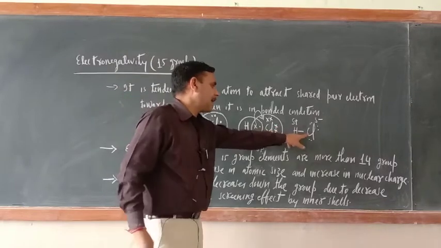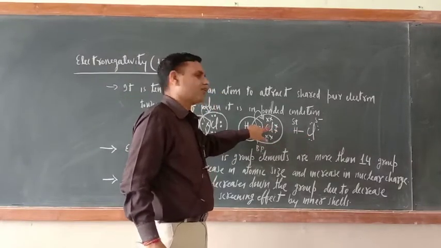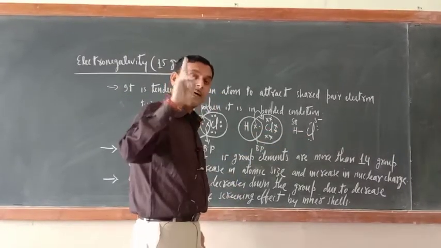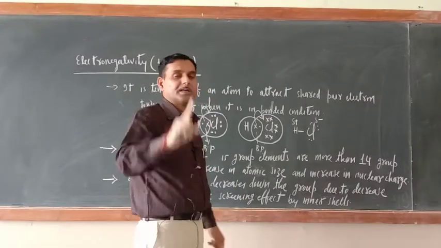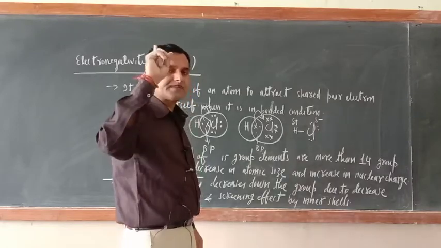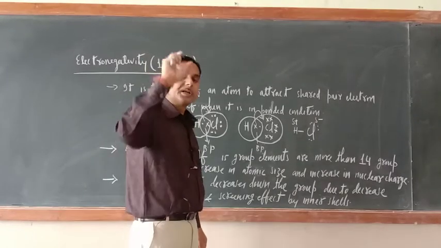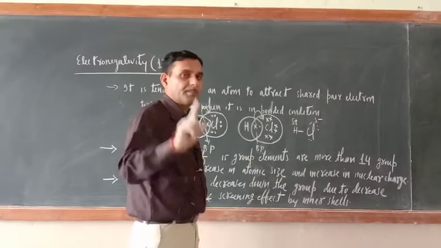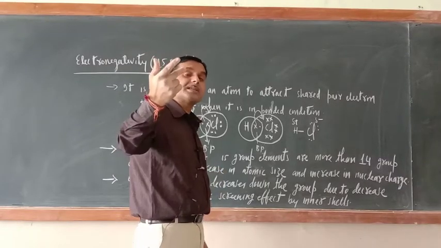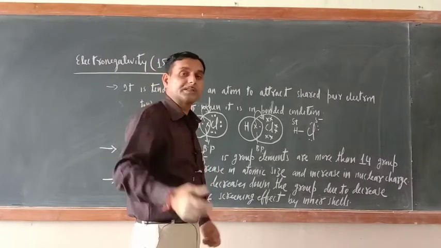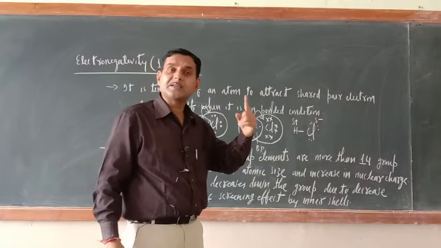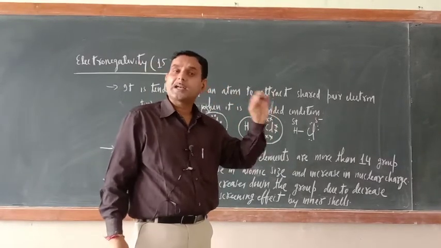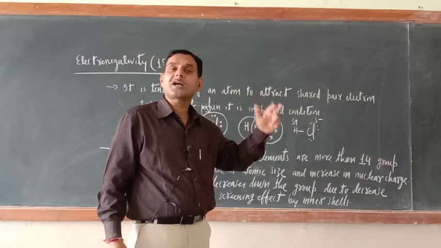How has this chlorine attracted the bond pair electron towards itself? Chlorine has attracted those bond pair electrons because of two reasons. Number one, Cl is a member of the 17th group, so its atomic size is small. Number two, its nuclear charge is more. So electronegativity depends upon two things: atomic size and nuclear charge. Atomic size should be small, nuclear charge should be more.